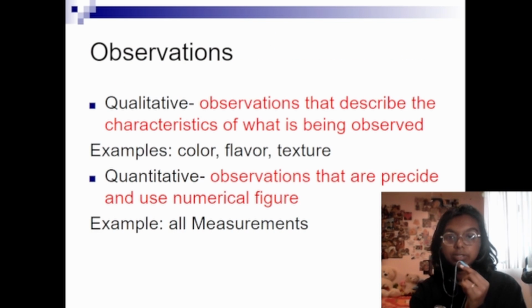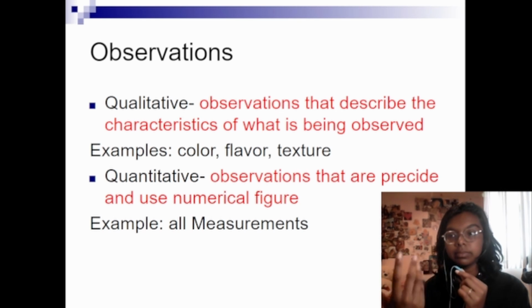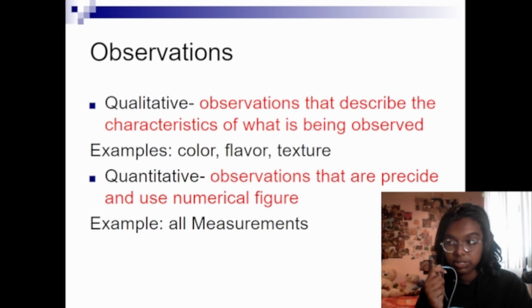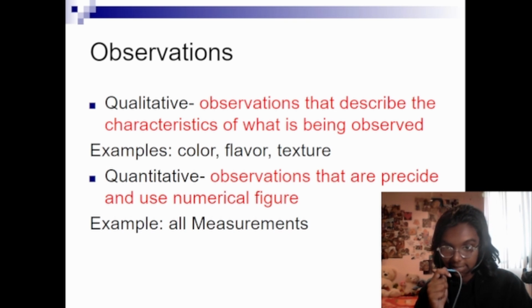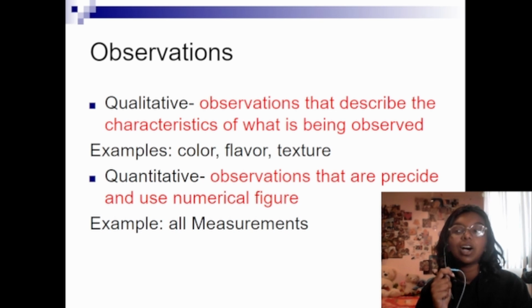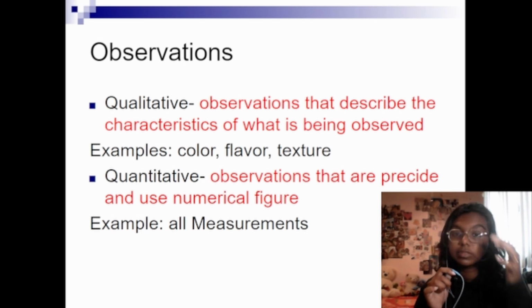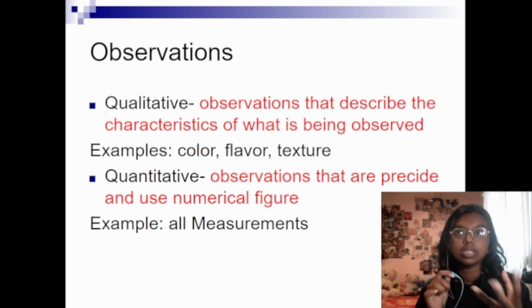And then there's 2 types of observations. So when you're doing some kind of experiment, you're gonna have to document observations, right? So what are the 2 different types of observations that you can document? You can document qualitative observations. You can also document quantitative observations. So what's the difference? Qualitative observations describe the characteristics of what is being observed, right? So it's color, flavor, texture, things you can describe using your 5 senses.